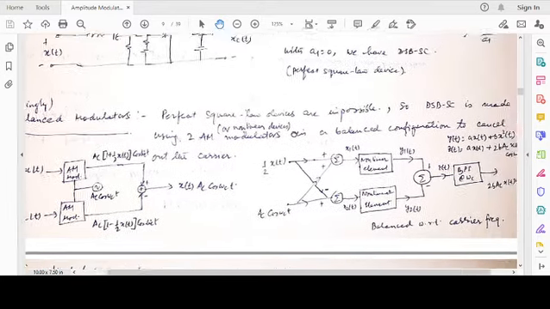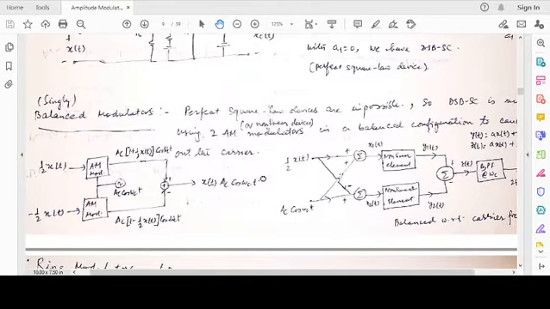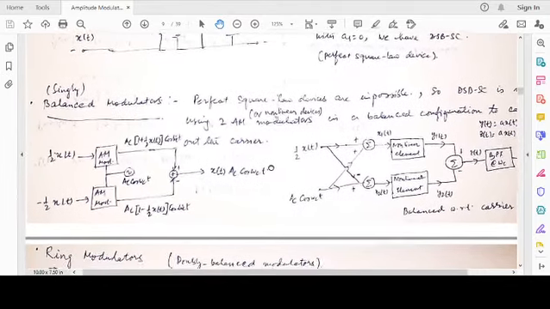So as you can see, from what we have discussed, when A1 is 0, we have DSBSC. Perfect square law devices are impossible. So double sideband suppressed carrier is made by using two nonlinear modulator devices, or two amplitude modulator devices, in a balanced configuration to cancel out the carrier. So this is balanced with respect to carrier frequency. There are two kinds of schematics.